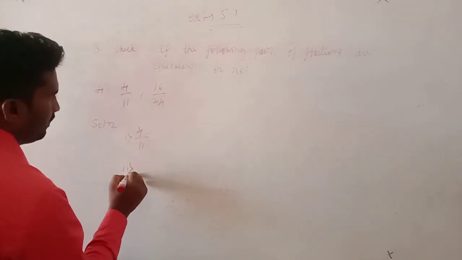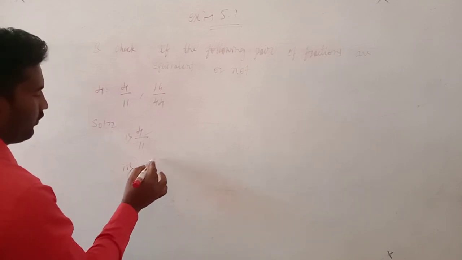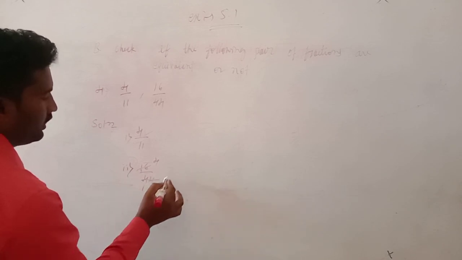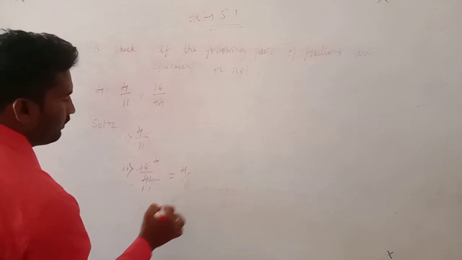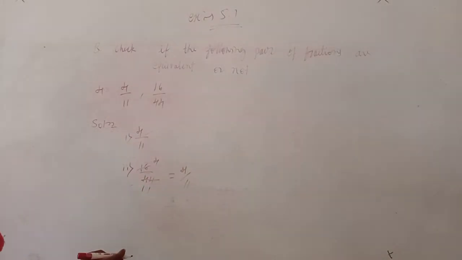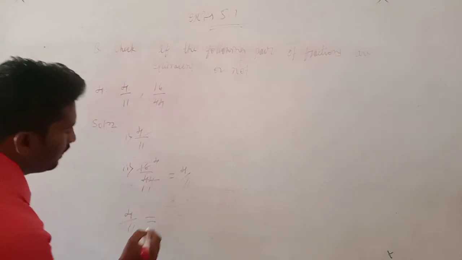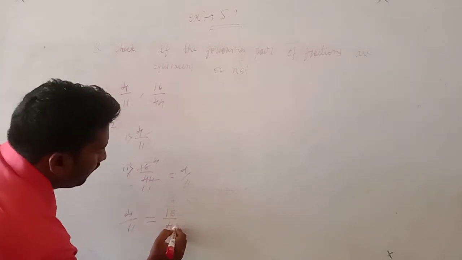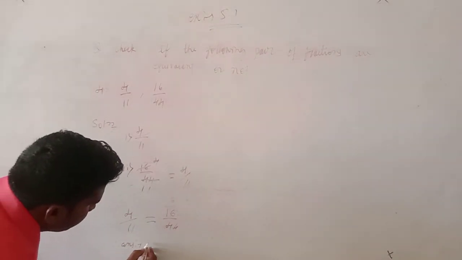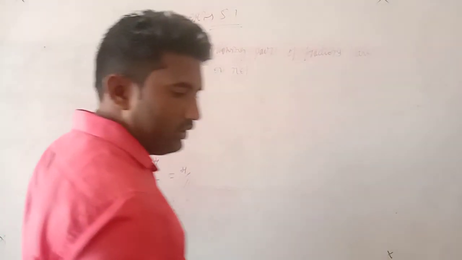Second one, 16 by 44. 4 4s are 16, 4 11s are 44. So it gives 4 by 11. So we got both equal: 4 by 11 and 4 by 11. It means 4 by 11 is equal to 16 by 44. Both are equal, so the answer is yes.